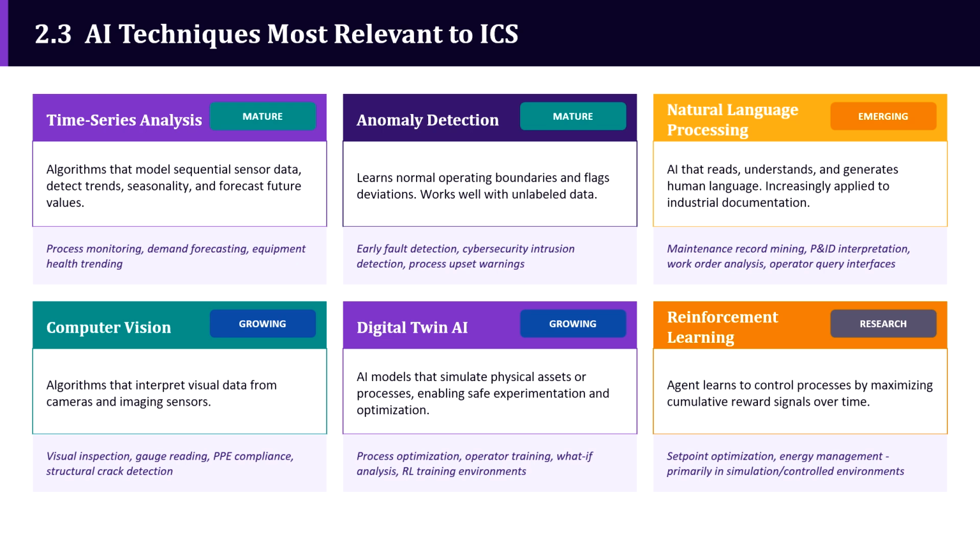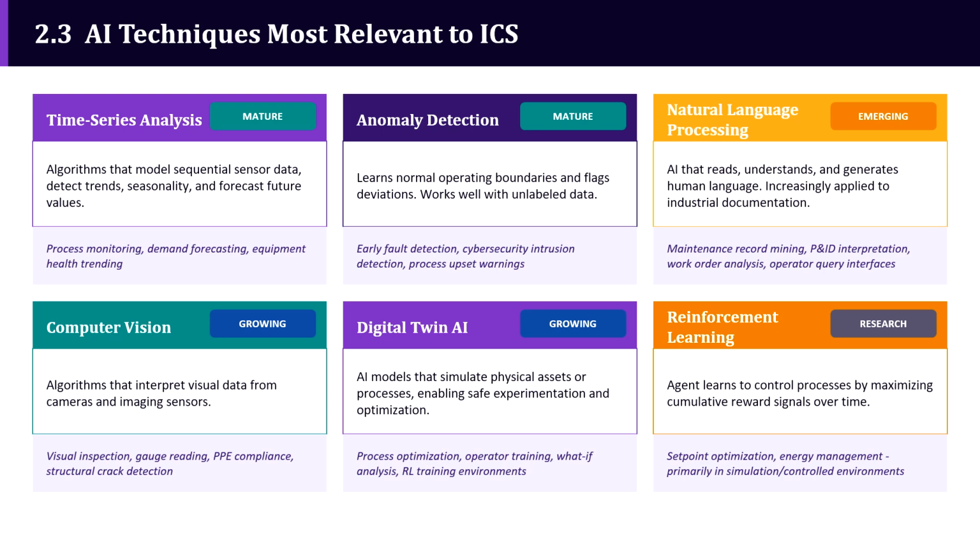Natural language processing is an area that's advancing rapidly due to large language models. The industrial application that excites me most is maintenance record mining, the ability to read years of unstructured work orders, technician notes, and failure reports and extract patterns that humans would never have the time to find manually. We're also seeing early deployments of natural language processing interfaces to SCADA systems. Computer vision is finding strong applications in visual inspection, using cameras with artificial intelligence to check for surface defects, structural damage, or gauge readings in places where continuous human monitoring isn't practical.